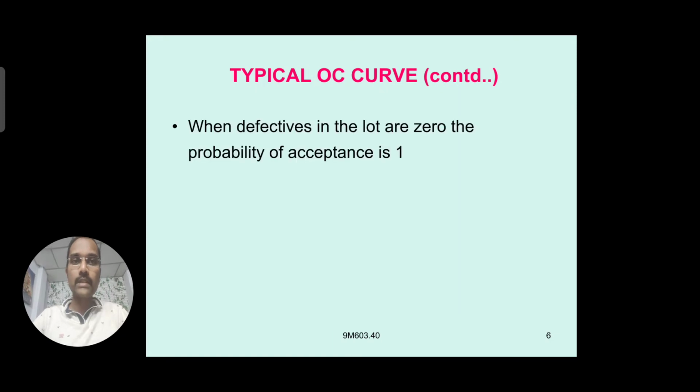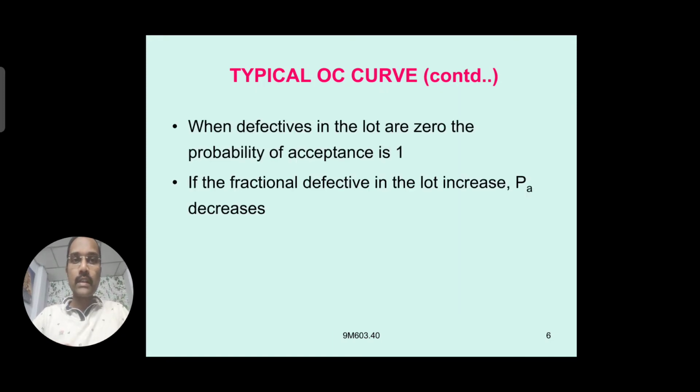Just observe the statements based on the chart that we discussed earlier. When defectives in the lot are 0, the probability of acceptance is 1, right? Defectives identified is nothing, 0. Then what is the acceptance level? The probability of acceptance is very high. Consider it as 100%, that is 1. If the fraction defective, that is P, or the number of defectives in the lot increases, what happens to the probability of acceptance? That probability level decreases slightly.